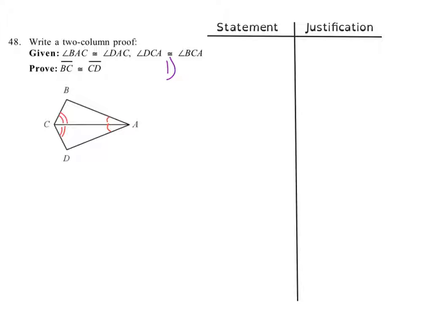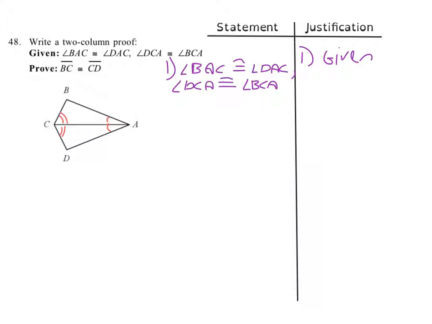We've got angle BAC is congruent to angle DAC, and we've got angle DCA is congruent to angle BCA. How do we know these? Given information. They gave it to us, so we know it's true. Okay, what's the next thing we can do?